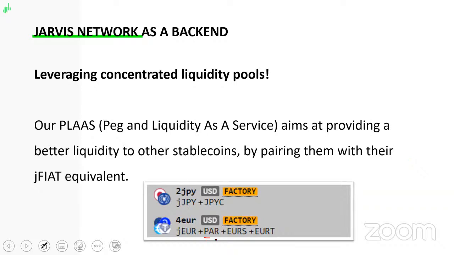For example, PAR, EUROS, and EUROT, they don't have an incredible liquidity on chain. It's hard also for them to keep their peg, especially EUROS. So we needed to create this pool to pair it with J-Euro in order to help those stablecoins to have more liquidity and a peg. Same goes for JPYC.